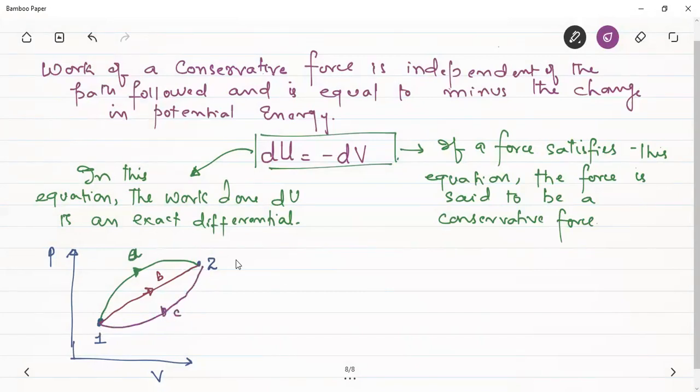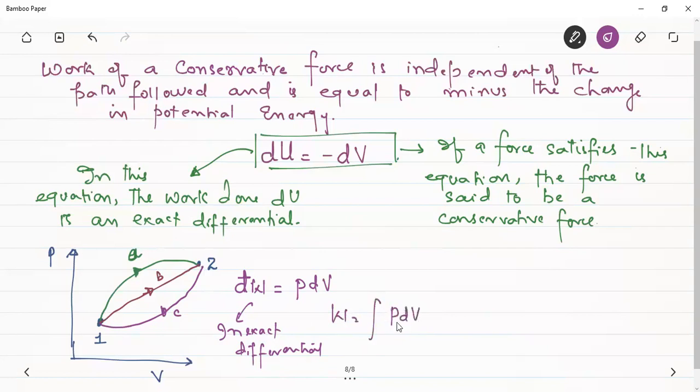See, the initial and the final states are the same, but we know that the work done is equal to PdV, or we can say dW, but we always make a cut on this d to say that it is an inexact differential, because work done in this thermodynamic process depends upon the path followed. The total work is obtained by the integral of PdV, the area under the pressure-volume diagram. For path A, the work done is the largest.